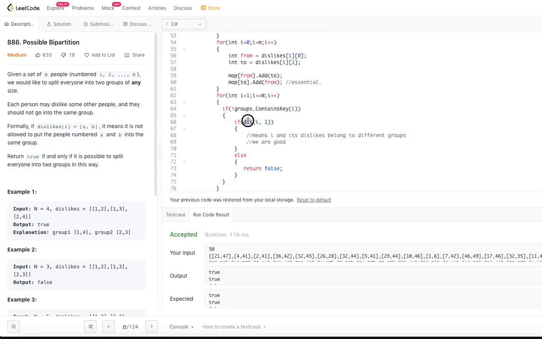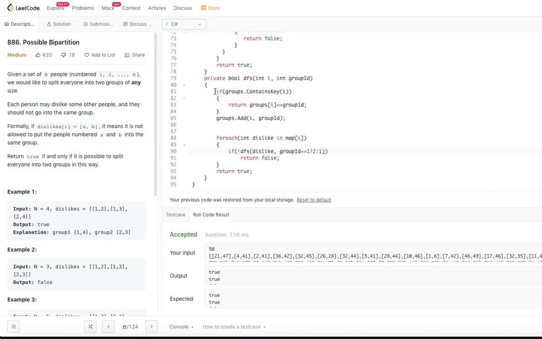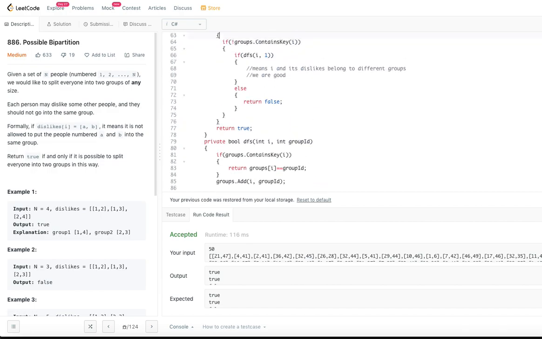And so now what is this DFS actually doing, right? That's the question we need to answer. Go into the DFS function. So it says, okay, for this person in this group, check if the neighbors, or the people disliked by i, are in a different group or not. That's what the question is, right? So now if i is in group 1, i is in group 1, so this is a group ID. I am putting i into group 1, so whatever the people that are disliked by i should be in group 2, right? That's essentially the thinking.